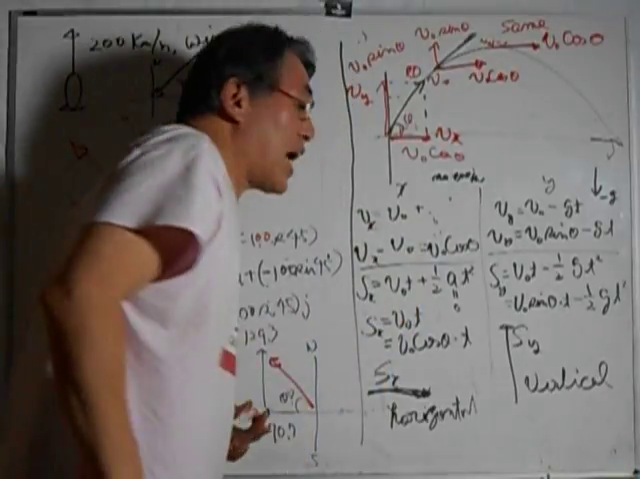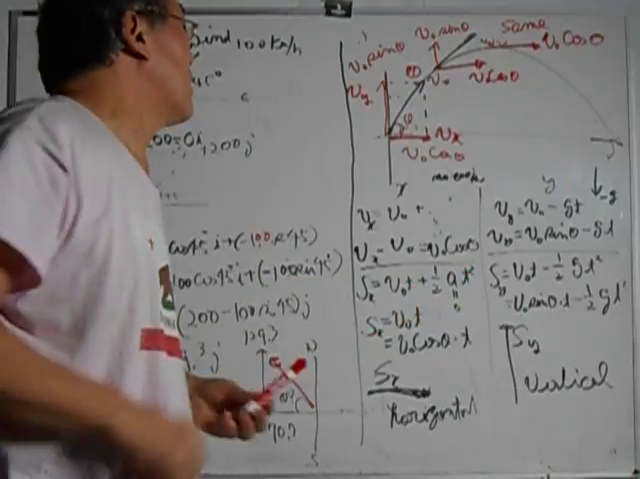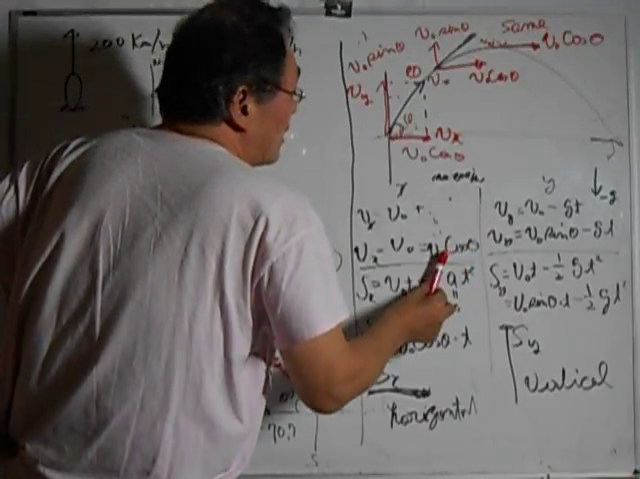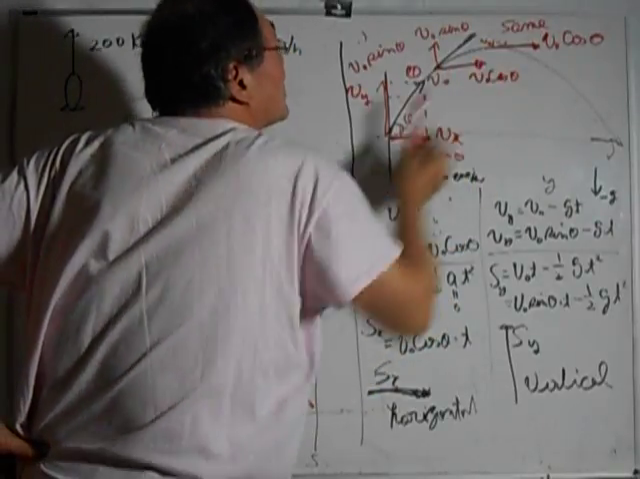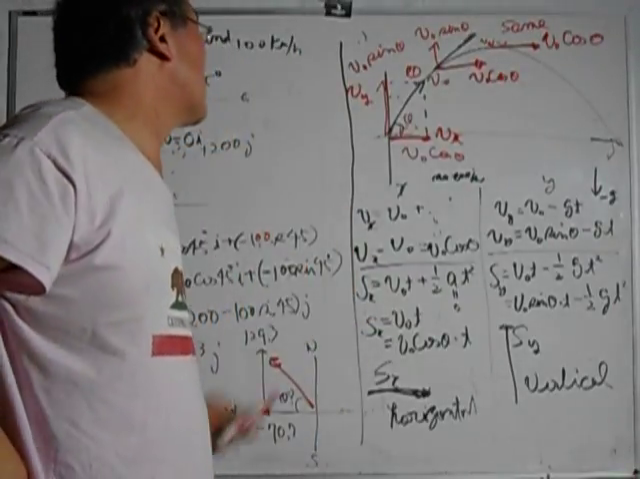So Vx equals V0 cosine beta. Cosine beta is a constant, right? V0 is a constant. So everywhere the x direction speed is the same. Got it? Now we're going to do the distance.